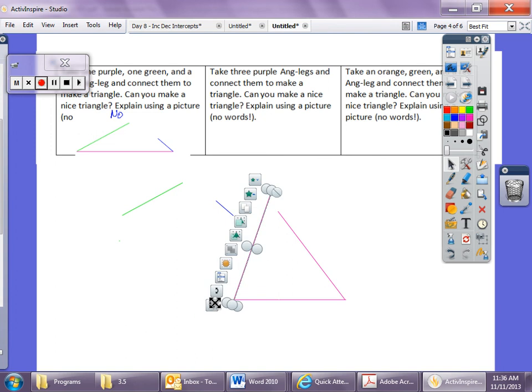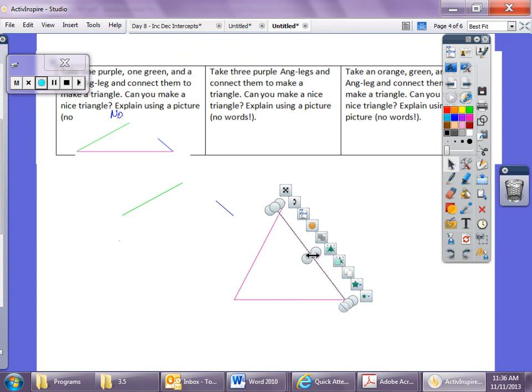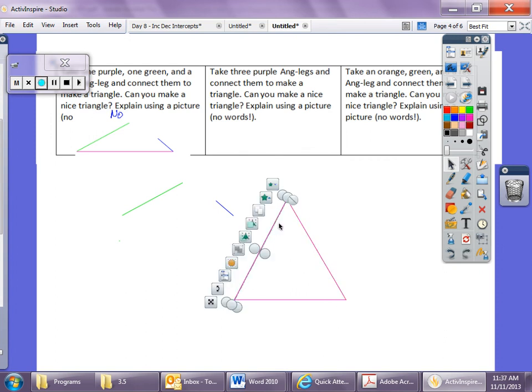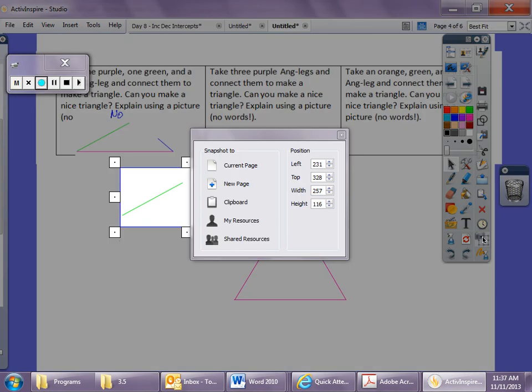I'm just going to take a little bit of maneuvering here. But yes, we can make these form into a triangle here. Almost there, so we just have to bring these two down a little bit. So, we can form this into a triangle. So here's my picture.